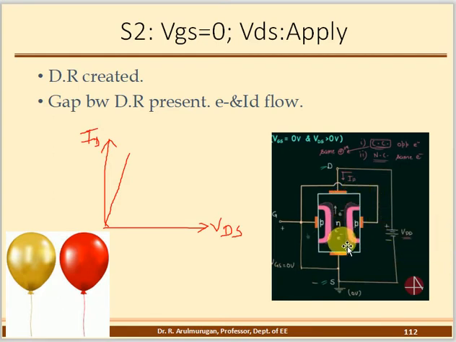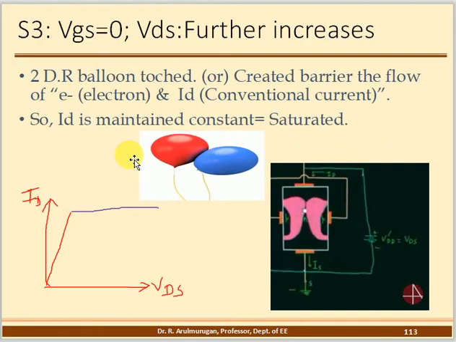Conventional current flows from top to bottom. The balloon is increasing, on both sides. That means the depletion region is the balloon, and it is increasing linearly. Further, I keep on applying the voltage. I apply various voltages. What will happen? The balloon keeps on increasing.